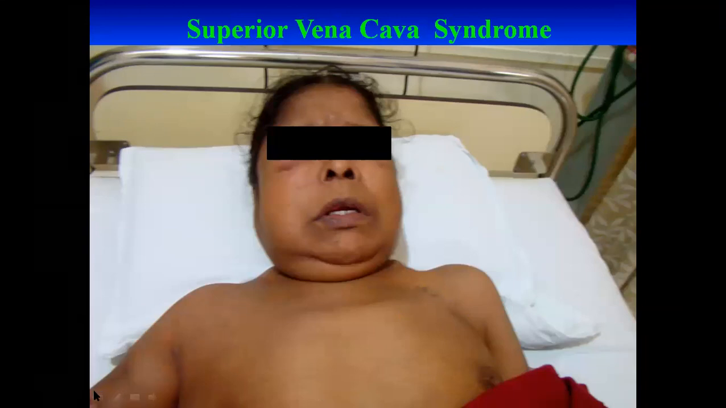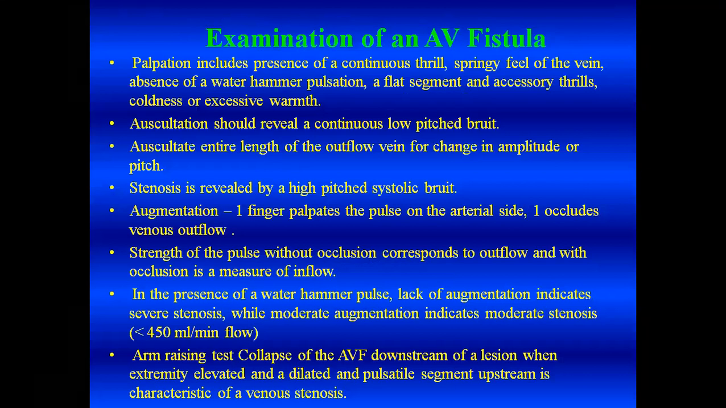You have a right brachiocephalic fistula, and you have swelling over the chest wall, you have gross swelling over the neck, the face, and this patient will be complaining of breathlessness. This is the superior vena cava syndrome, the most dreaded complication of a central venous stenosis with a functioning AV fistula, a high volume fistula at that.